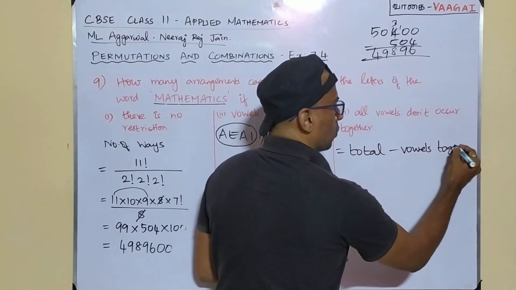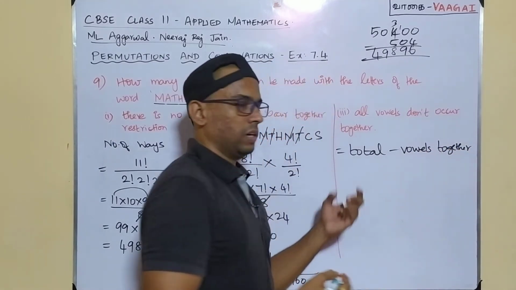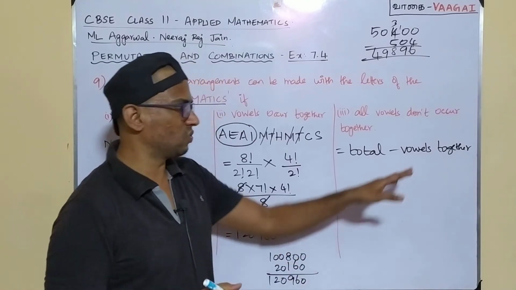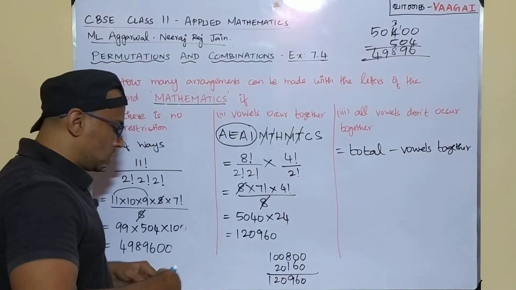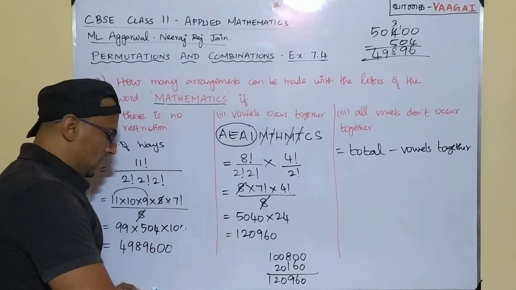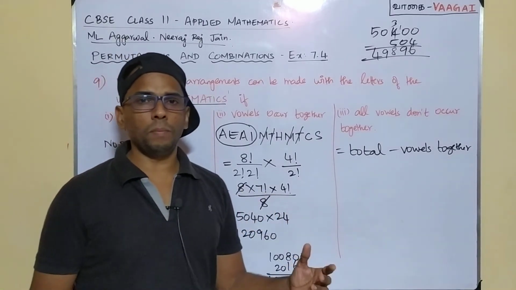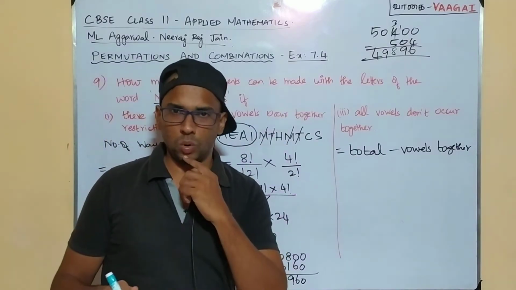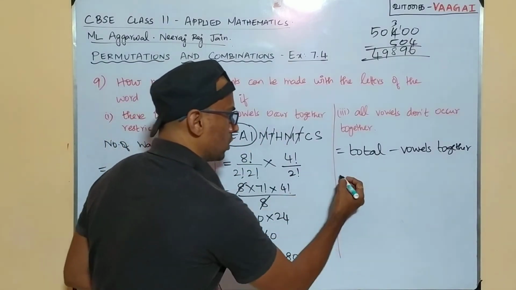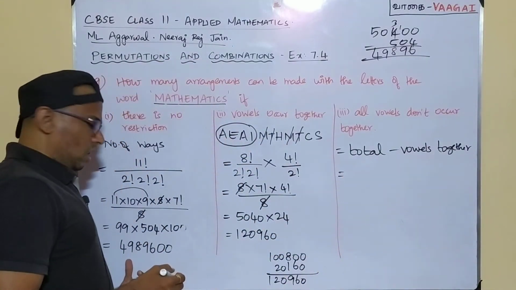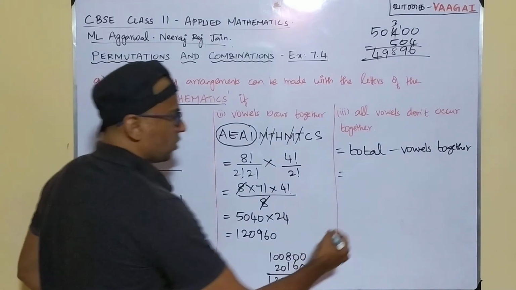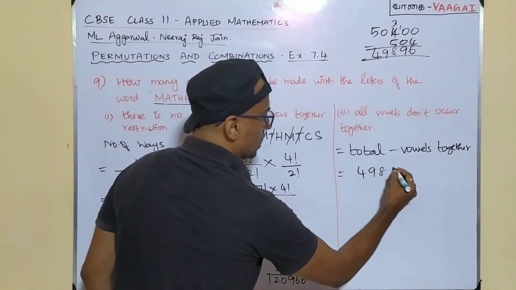Okay, from this total possibilities, once you subtract the vowels-are-together count, we already calculated the total here itself, you will automatically get the answer for this question. Okay, fine. Very simple thing. So the total, we know, is 4989. Okay, let me note it, 4989.